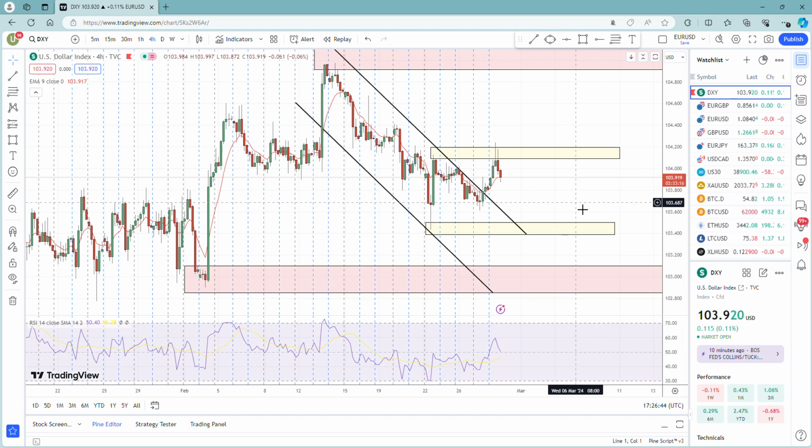Hi guys, I'm just going to do a breakdown of some charts and trades that I've taken today. Just going to go ahead and get started on the DXY first of all. On the daily you can see it's broken the bearish trend line.